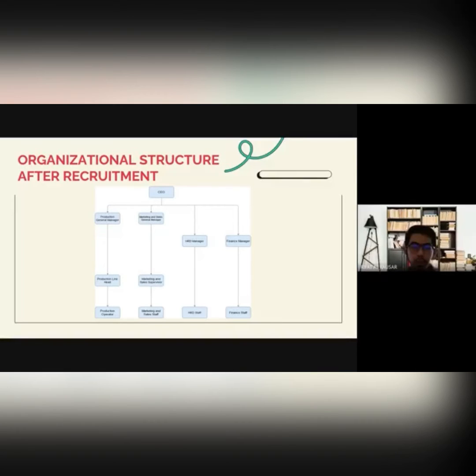So this is the organizational structure after the recruitment. First, at the top, you have, of course, the CEO, and below the CEO are the managers. There are 4 managers: production, marketing and sales, HR, and finance. Next.